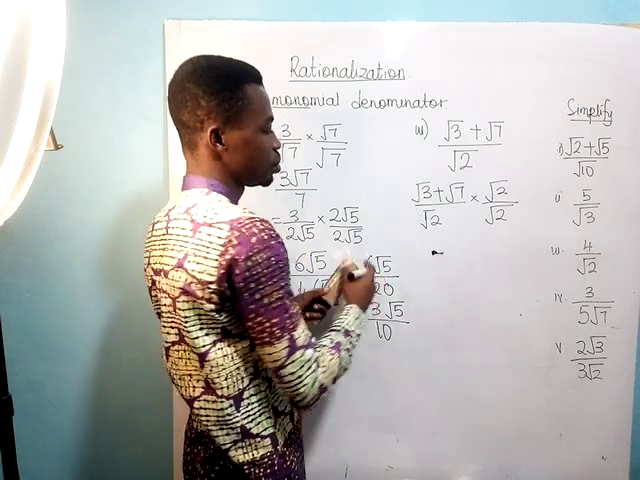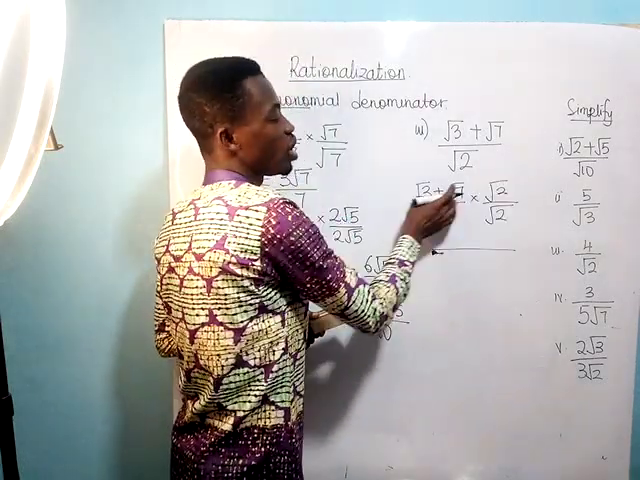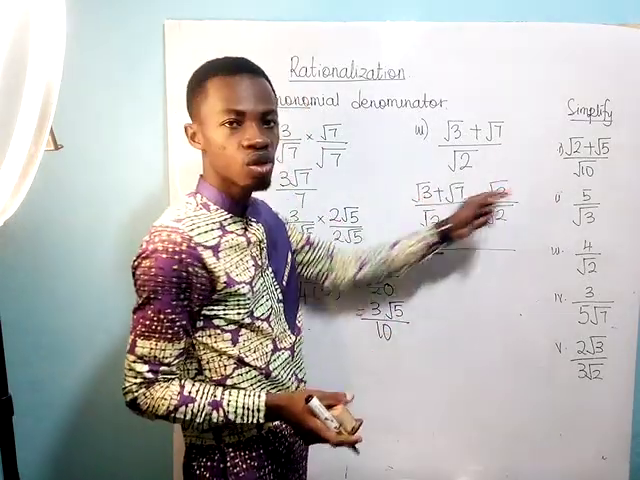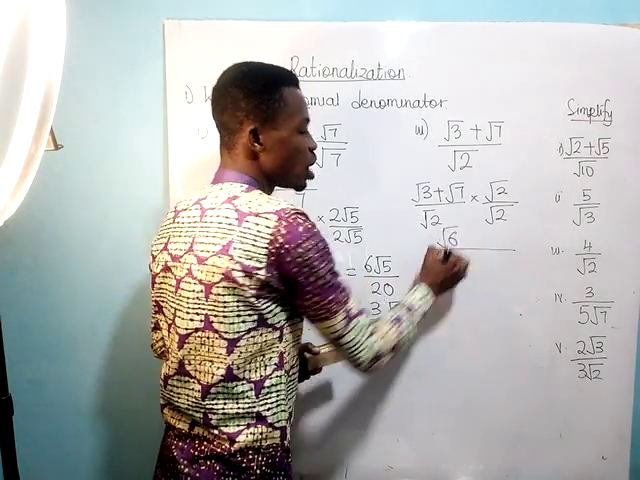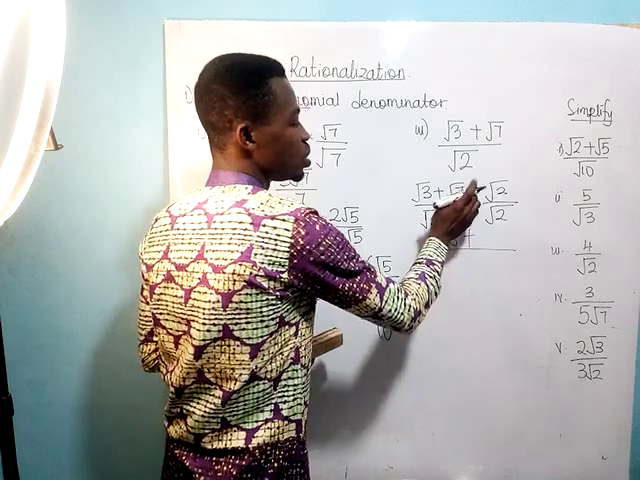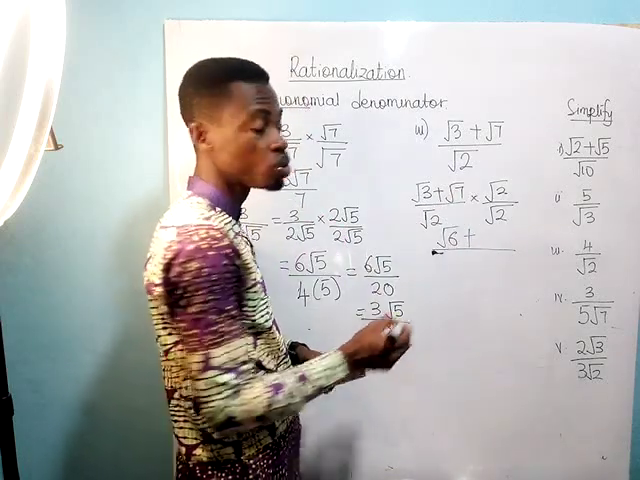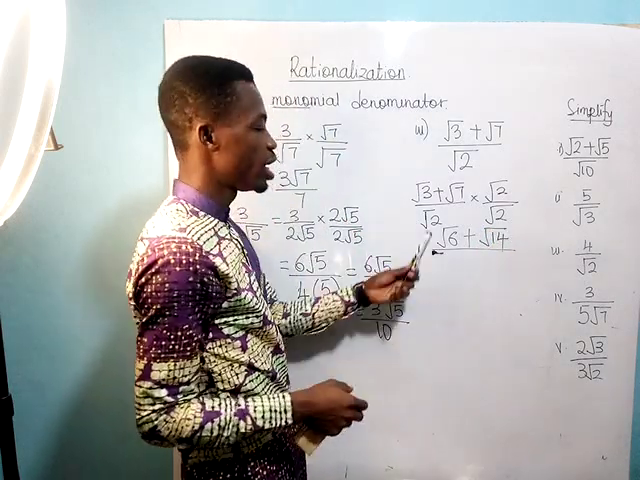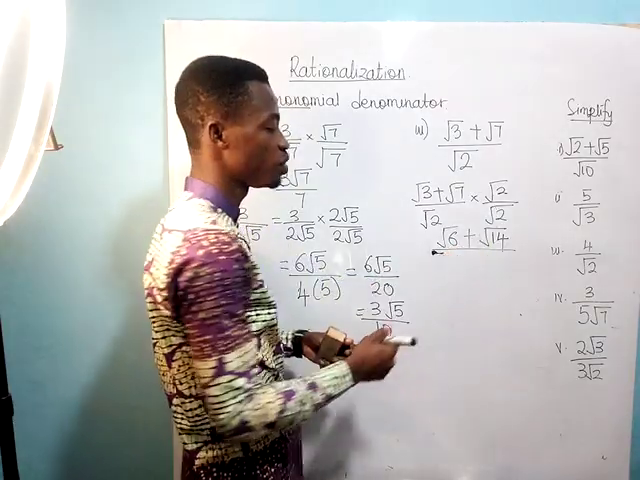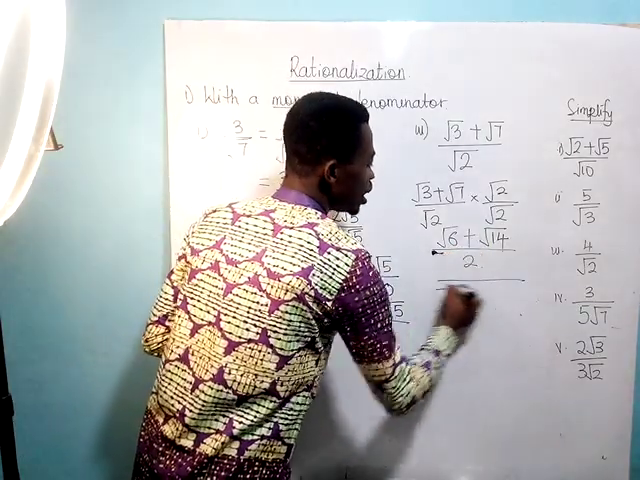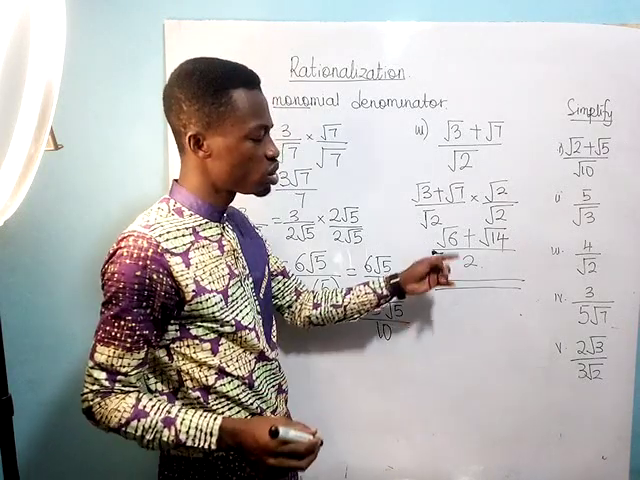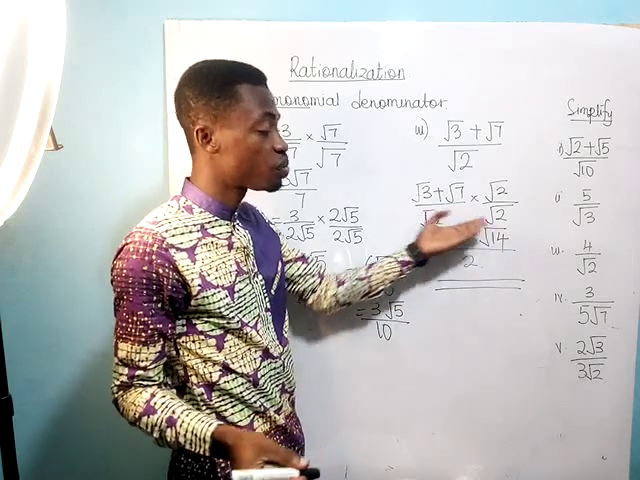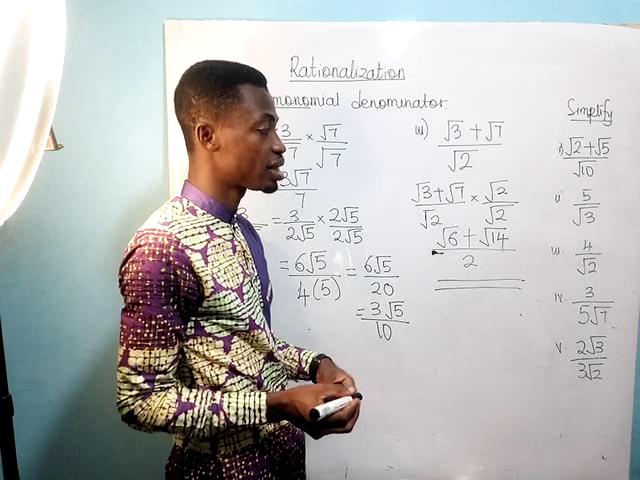Now here, let's see. The square root of each value here multiplies the square root of 2. So let's go. Square root of 3 times square root of 2 will give us square root of 6. Square root of 7 times square root of 2 will give us square root of 14. Then square root of 2 times square root of 2, from what we've learned, will give us 2. And this is our final answer. We do not continue because we cannot be simplifying this. But if you have a calculator, you can punch this straight away and obtain a decimal.